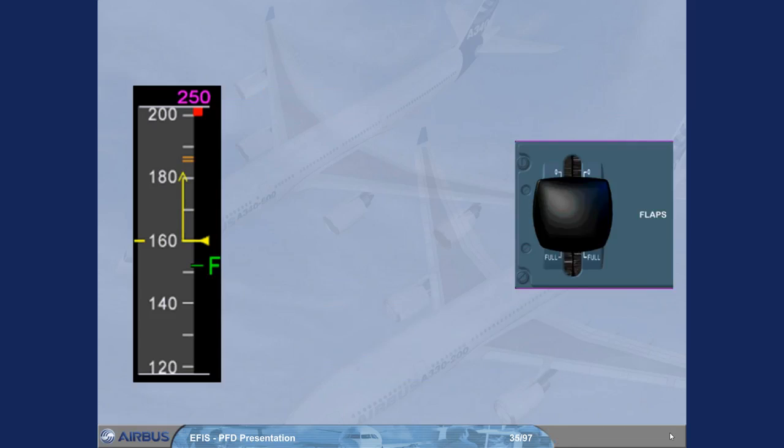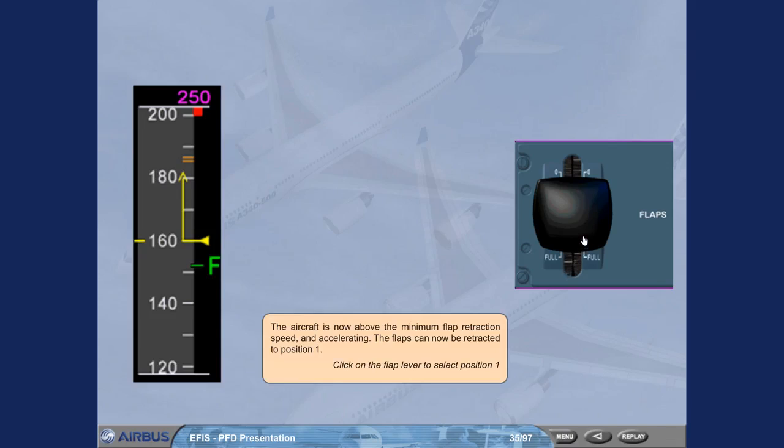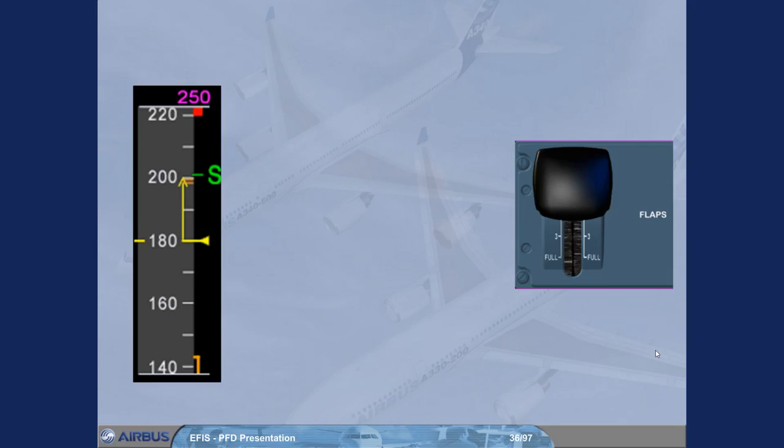The aircraft is now above the minimum flap retraction speed and accelerating. The flaps can now be retracted to position 1. Click on the flap lever to select position 1. The F speed indication is replaced with an S speed indication. This is the minimum slat retraction speed. Notice that the VFE has increased to reflect the limiting speed for flap position 1.